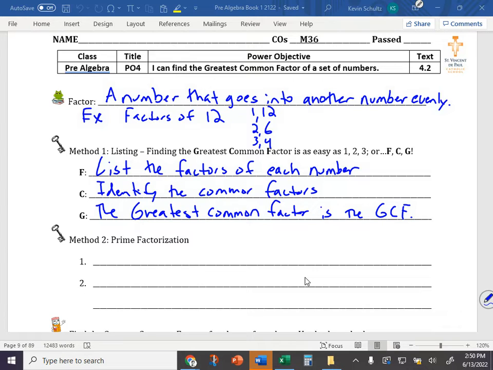One method that we talked about to find the greatest common factor of a set of numbers is the listing method. You're probably familiar with this if you've done greatest common factor before. Basically, it involves listing the factors of each given number, figuring out which factors are common, and then seeing which is greatest of them all. The greatest of the common factors is going to be the GCF. So if you need these notes, jot them down, pause the video, go ahead and do that.